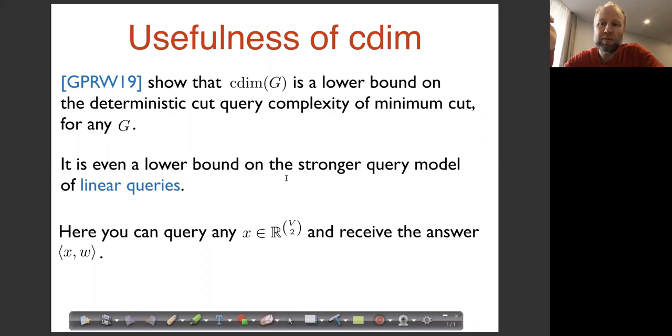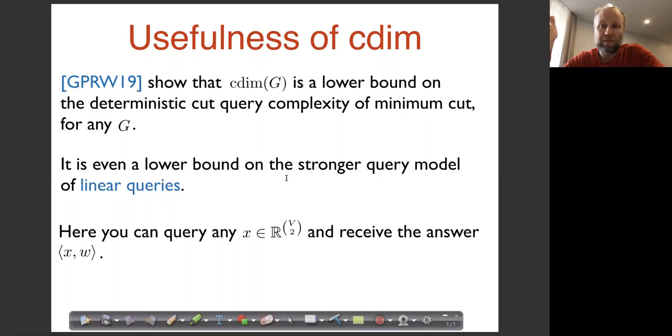Okay, so besides just being kind of a neat measure of complexity of the cuts of a graph, Gruer et al. show that this cut dimension is a lower bound on the deterministic cut query complexity of minimum cut. So the cut dimension of a graph G is a lower bound for any G. So you can basically maximize over all G to get your lower bound.